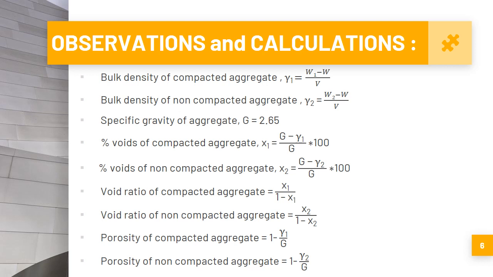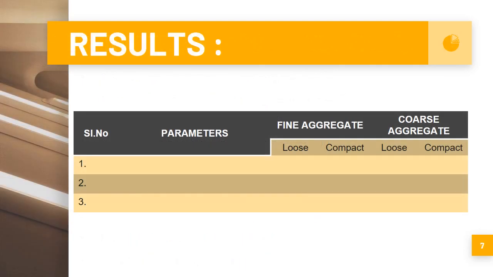Finally, we have to calculate the porosity of the compacted and non-compacted aggregate. Porosity of the compacted aggregate is given by 1 minus gamma 1 by G. Similarly, porosity of the non-compacted aggregate is given by 1 minus gamma 2 by G. The results that we obtain from this experiment are to be tabulated as follows.